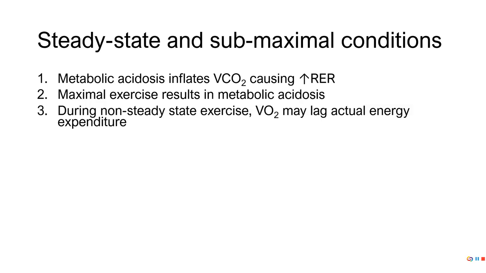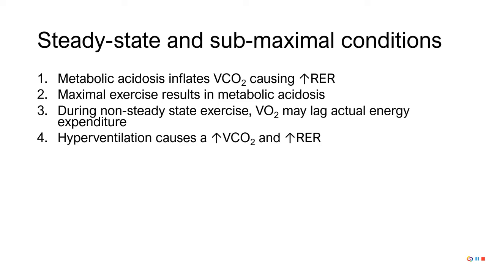Now during non-steady state exercise, it takes a little while for that VO2 to catch up, and like I said, we'll talk about that later. Hyperventilation, which is what happens here, so I should order these differently, but let me get a pen here. Okay, so 2 causes this one, and then 1 causes this one. So when we become acidotic, we start breathing more. In fact, we hyperventilate, so that causes us to have a larger than normal VCO2, and so it looks like our RER will be higher than what it actually is.